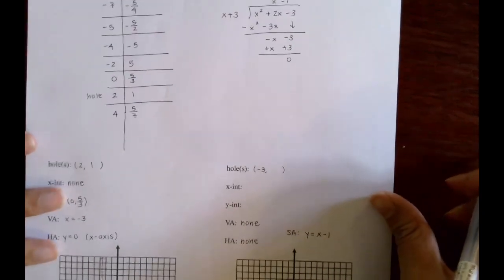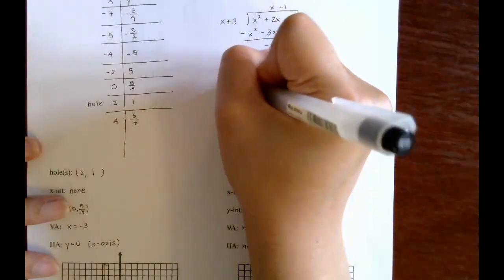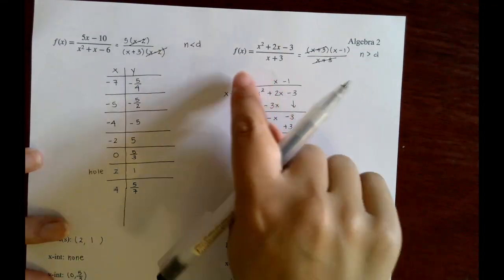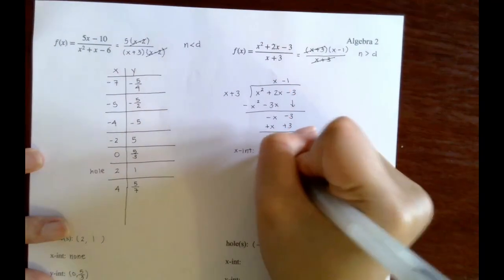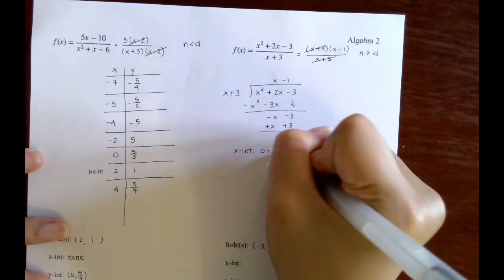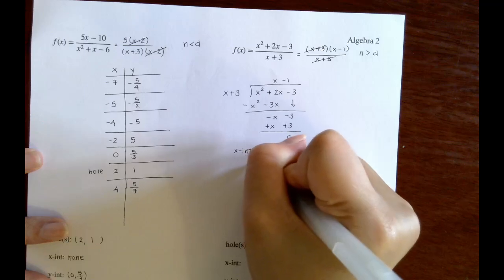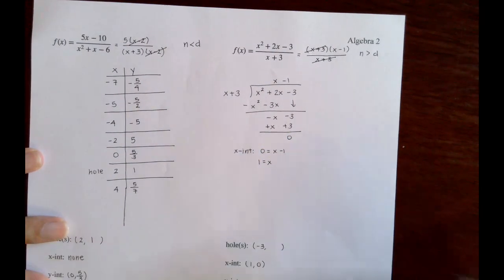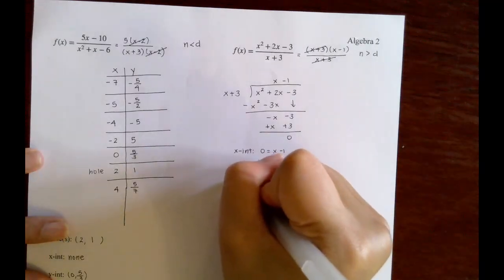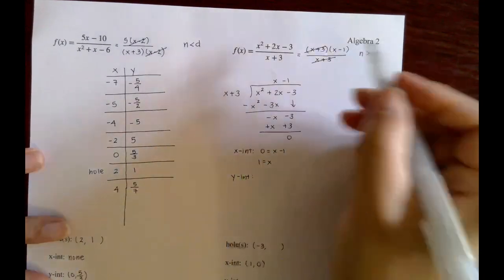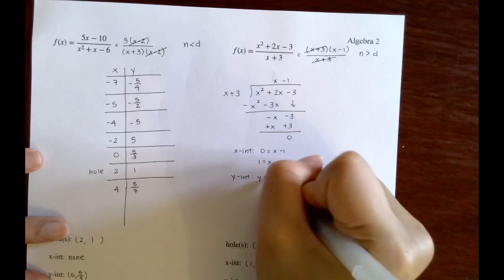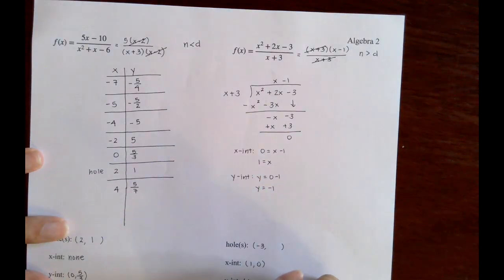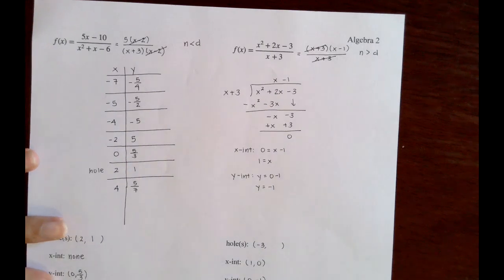Okay, then let's find our x-intercept and y-intercept. The x-intercept is when we plug in 0 for y. So 0 equals, we're left with x minus 1, so plus 1. Our x-intercept is at (1, 0). Our y-intercept is when we plug in 0 for x and solve for y. So y equals 0 minus 1, y equals -1. So the y-intercept is at (0, -1).